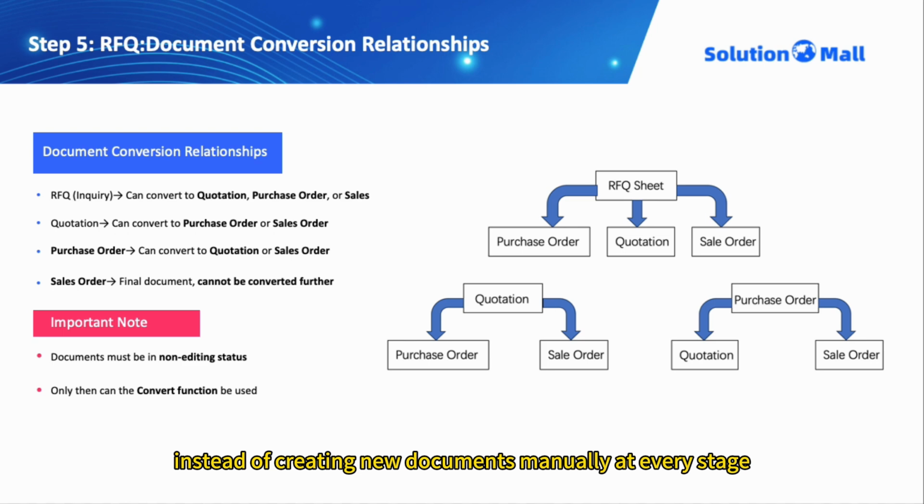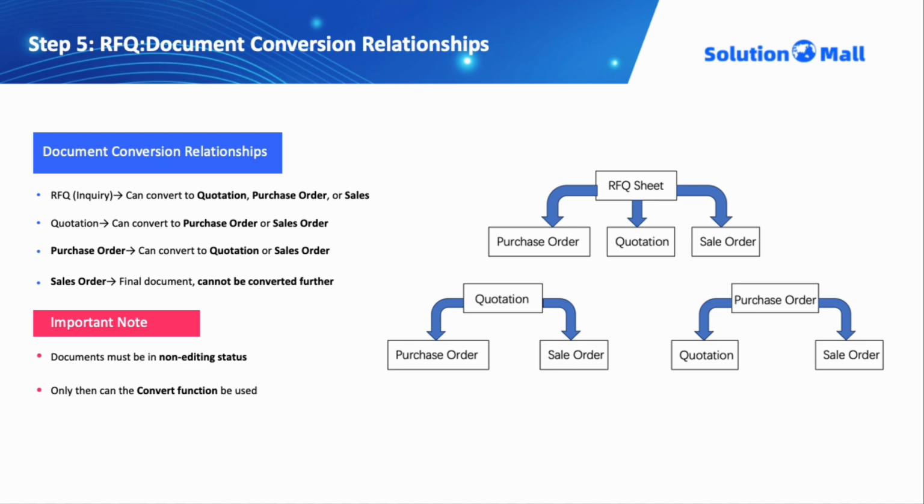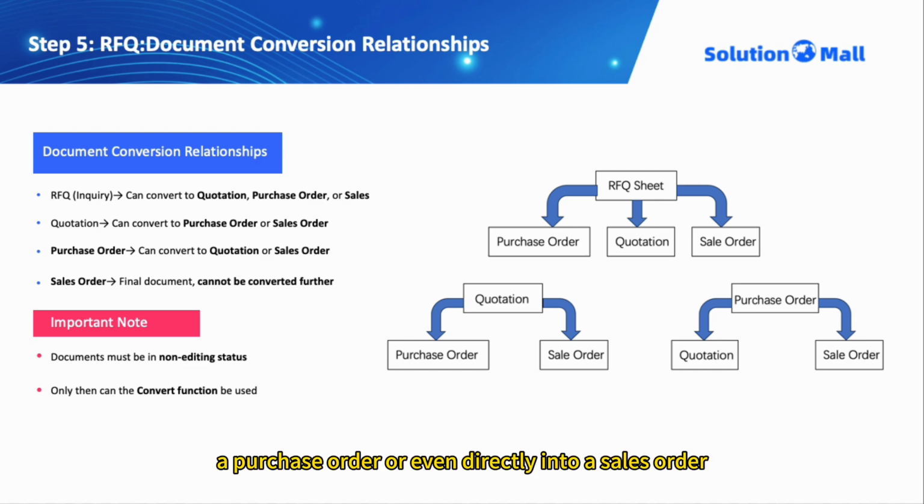Instead of creating new documents manually at every stage, the CRM system allows users to convert documents using the convert function. This helps maintain a continuous workflow and avoids repeated data entry. For example, an RFQ can be converted into a quotation, a purchase order, or even directly into a sales order. A quotation can then be converted into a purchase order or a sales order, and a purchase order can also be converted into a quotation or a sales order if needed.